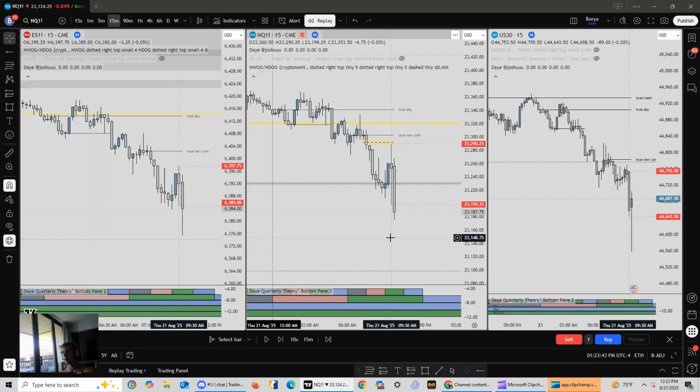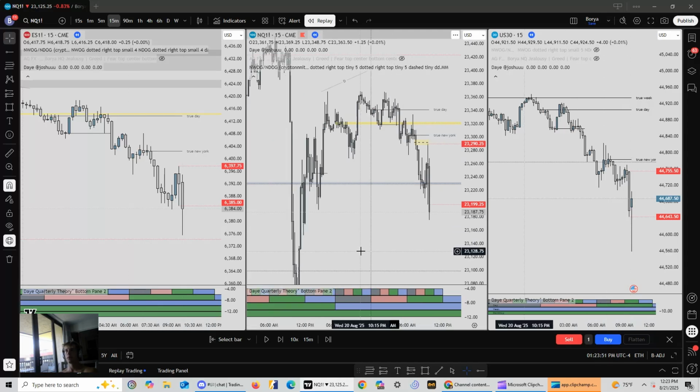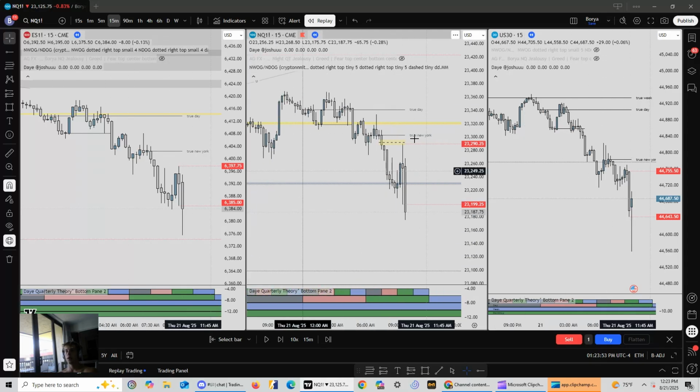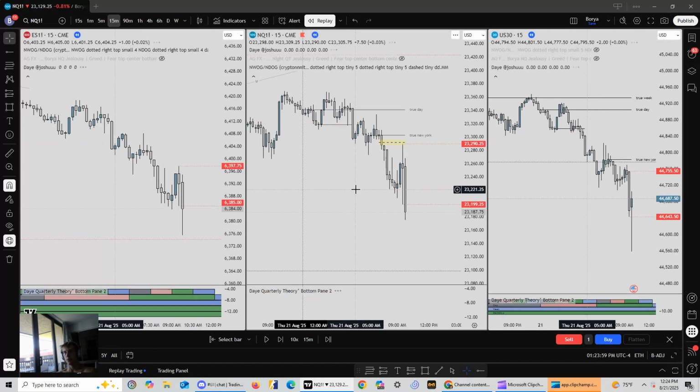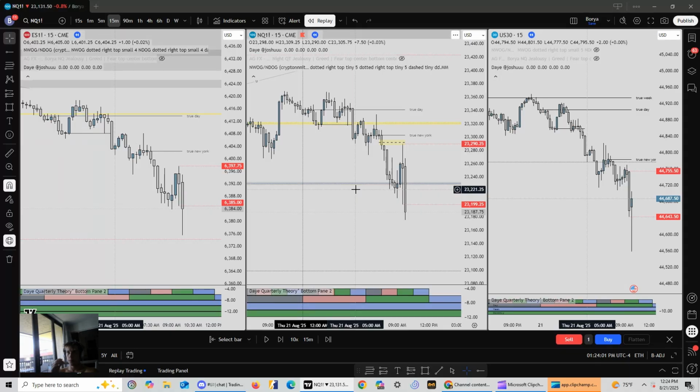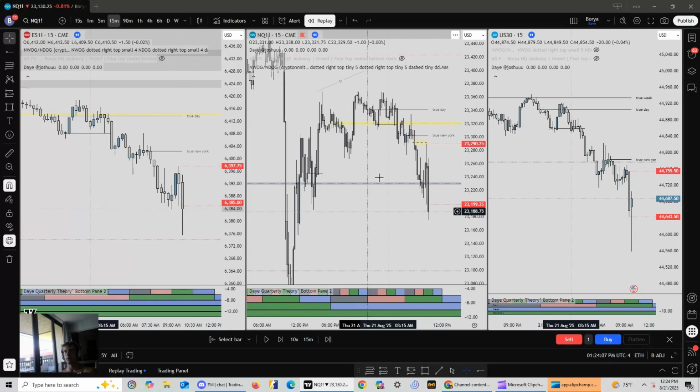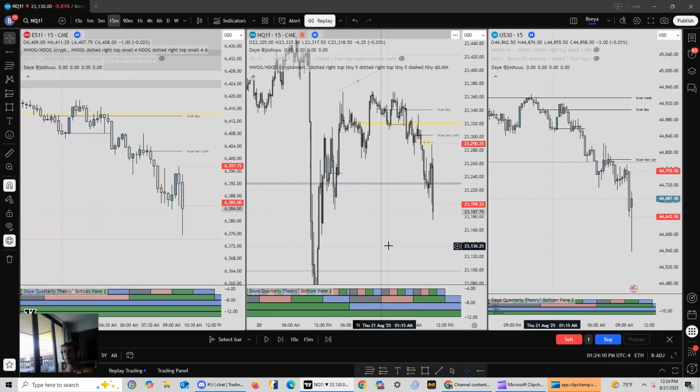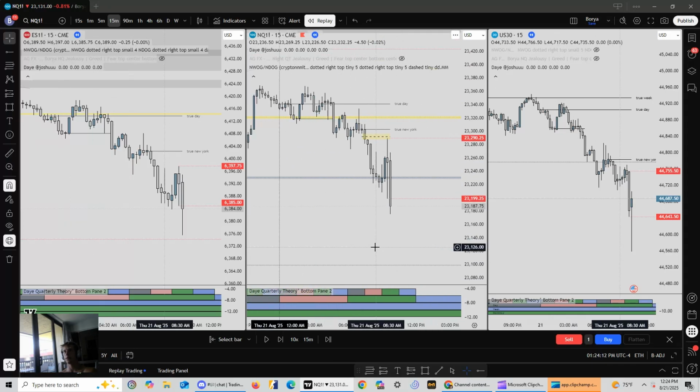This is not a PSP. We pulled back into the gap, extended lower, but then remember we had no manipulation in the entire day so far. But at this point you can confidently say 15 minute is bearish. Based off of this chart, we are going to be bearish to these lows. So that's fine. That's confirmed.